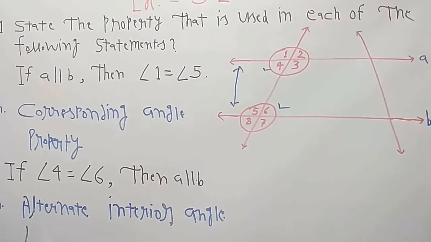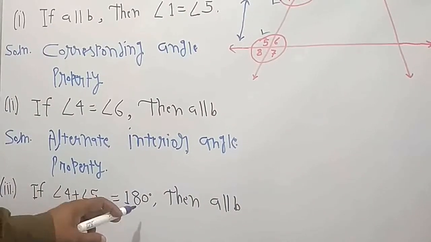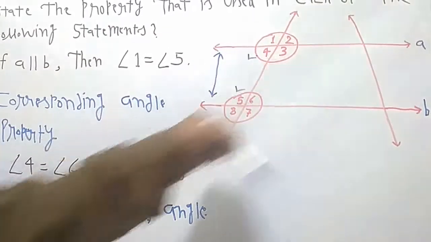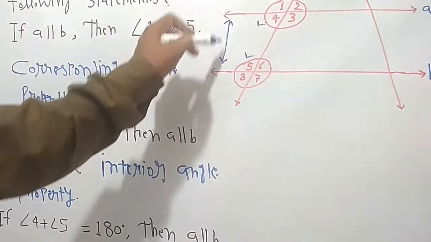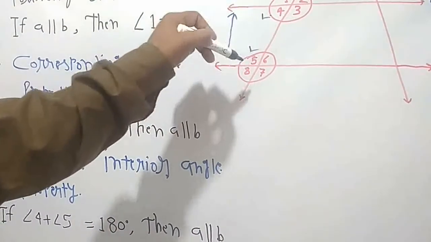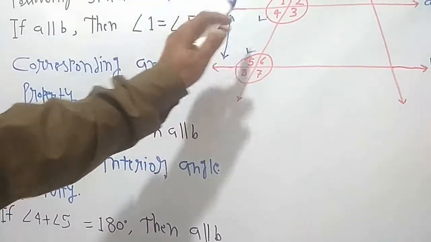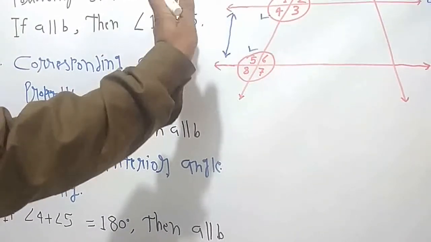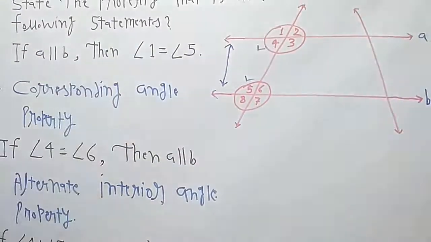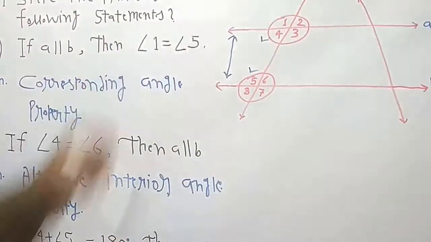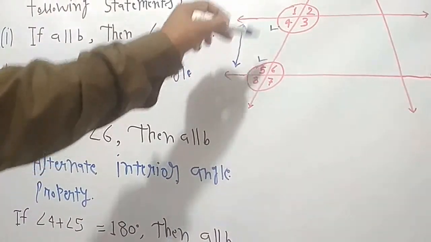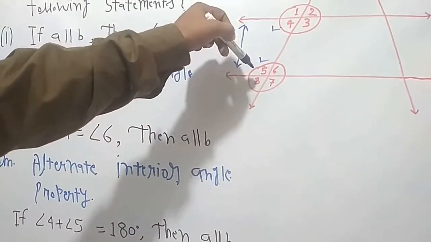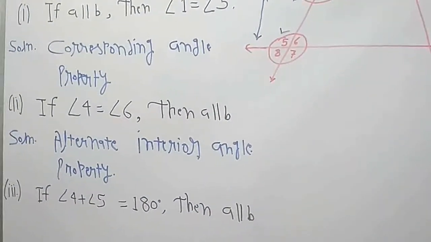Angle 4 plus angle 5 equals 180 degrees, then a is parallel to b. This is a, this is b, they are parallel. And this is angle 4, this is angle 5. They are situated in the interior part of a and b, and both are situated on the same side of the transversal, because this is the transversal. So we can write here: these are the interior angles and they are on the same side of the transversal.